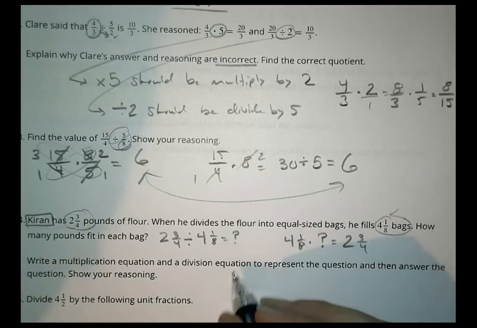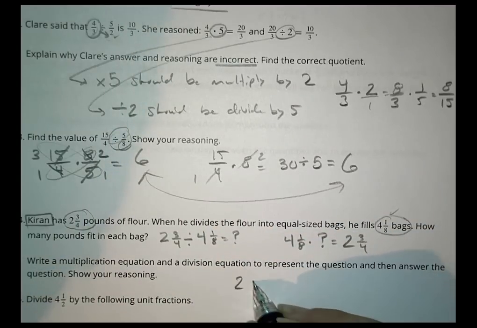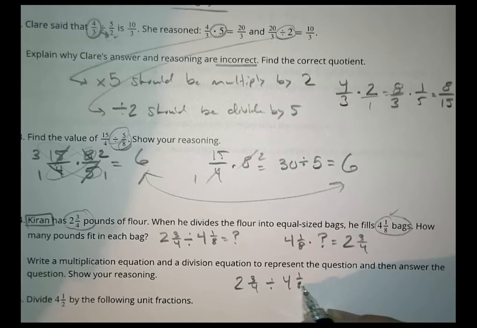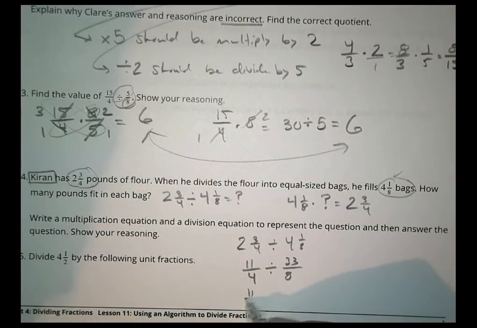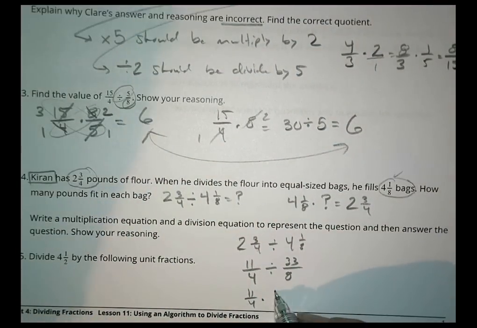Okay, we have 2 3/4 divided by 4 1/8. So 4 times 2 is 8, plus 3 is 11. Keep the denominator the same. And we divide it by 8 times 4 is 32, plus 1 is 33/8. Now let's rewrite this here as 11/4 times the reciprocal, which is 8/33.